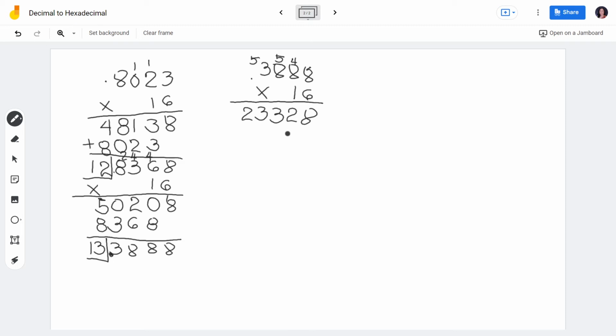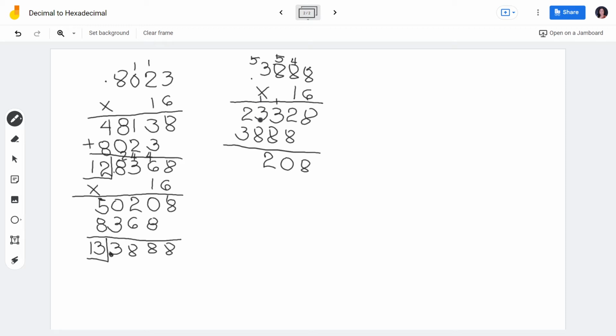Then we have 1 times 8 is 8. 1 times 8 is also 8. 1 times 8 is 8. And then 1 times 3 is 3. So we have 8. 2 plus 8 is 10. 1 plus 3 is 4 plus 8 is 12.